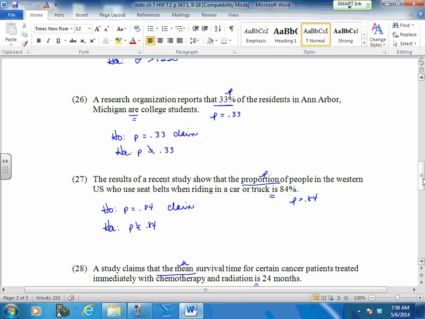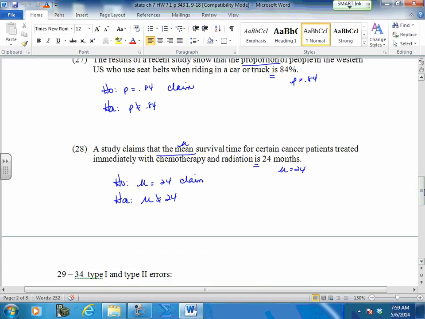Number 27, again used a proportion. There's another is. It's equal to, and its opposite is not equal to. Okay? And the last one, 28. 28 says a study claims that the mean, there's the mu, is 24 months. Is equal to, that's the claim. And the complement, none. Variance is the sigma squared.